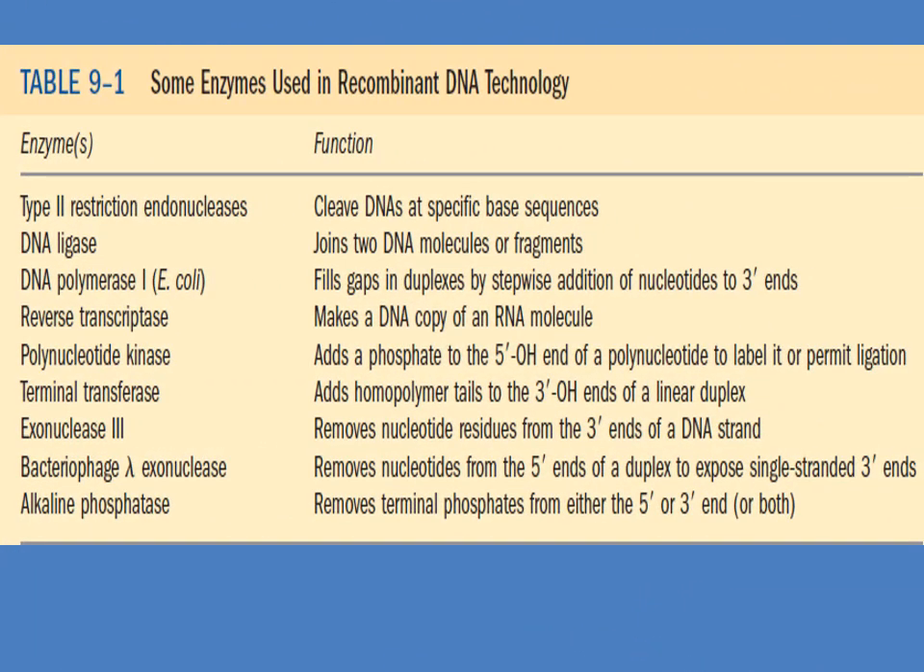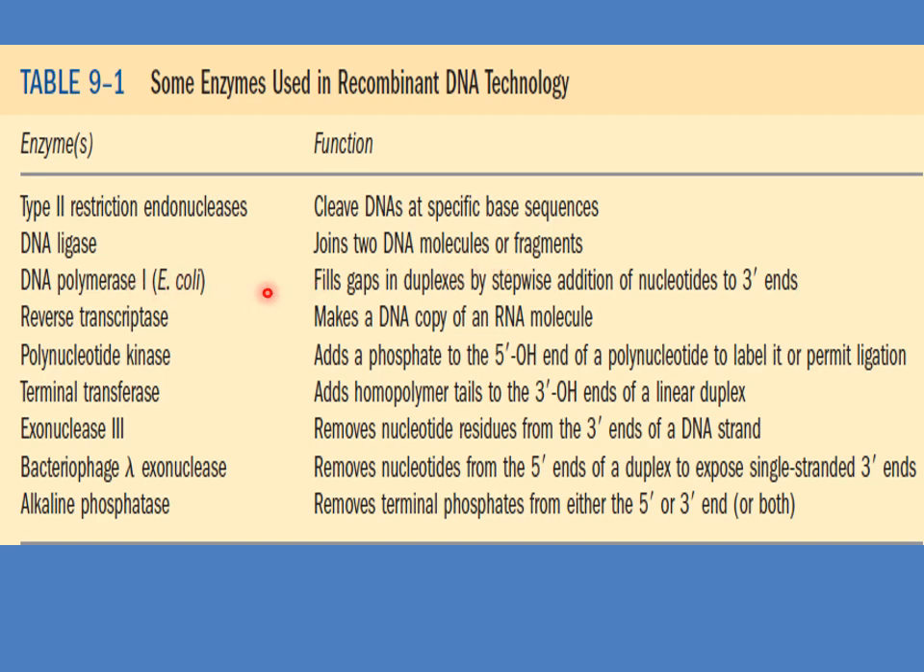Some enzymes used in recombinant DNA technology are type 2 restriction endonuclease, DNA ligase, DNA polymerase 1, reverse transcriptase, polynucleotide kinase, terminal transferase, exonuclease 3, bacteriophage lambda exonuclease, and alkaline phosphatase. Restriction endonucleases cleave DNA at specific base sequences. DNA ligase joins two DNA molecules or fragments.